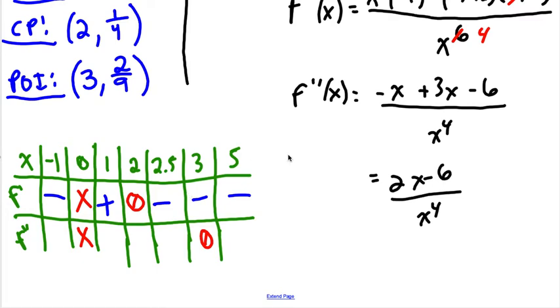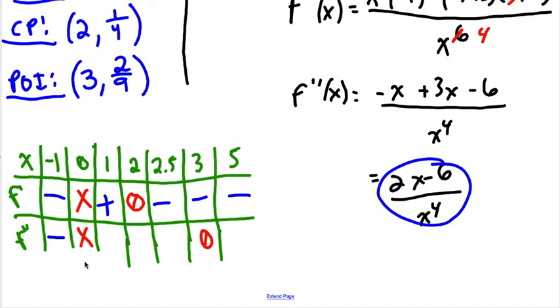Okay, now I'm going to my second derivative right here. This is your second derivative, and I'm going to plug in these values to see what I get for concavity. -1: if I plug -1 in here, I get a negative over a positive, so that's a negative. Also keep in mind your denominator will always be positive here, so really all we need to look at is the numerator, because the denominator is always positive. So we don't really need to even look at the denominator.